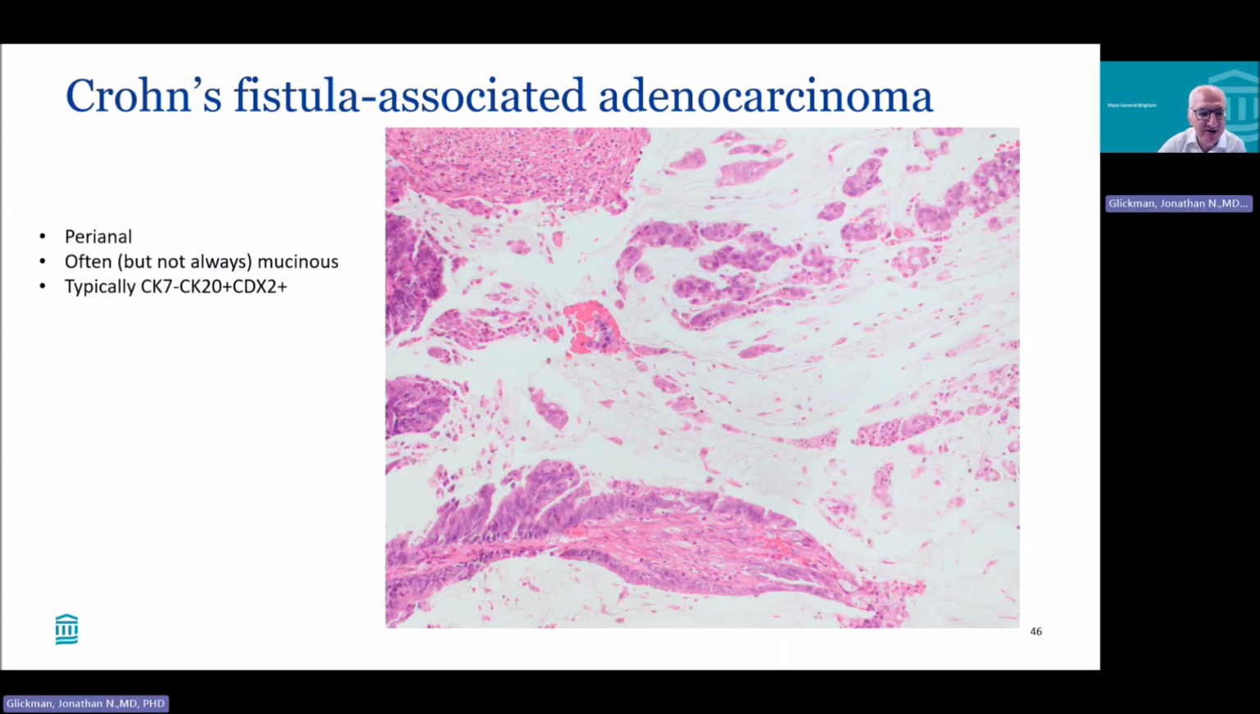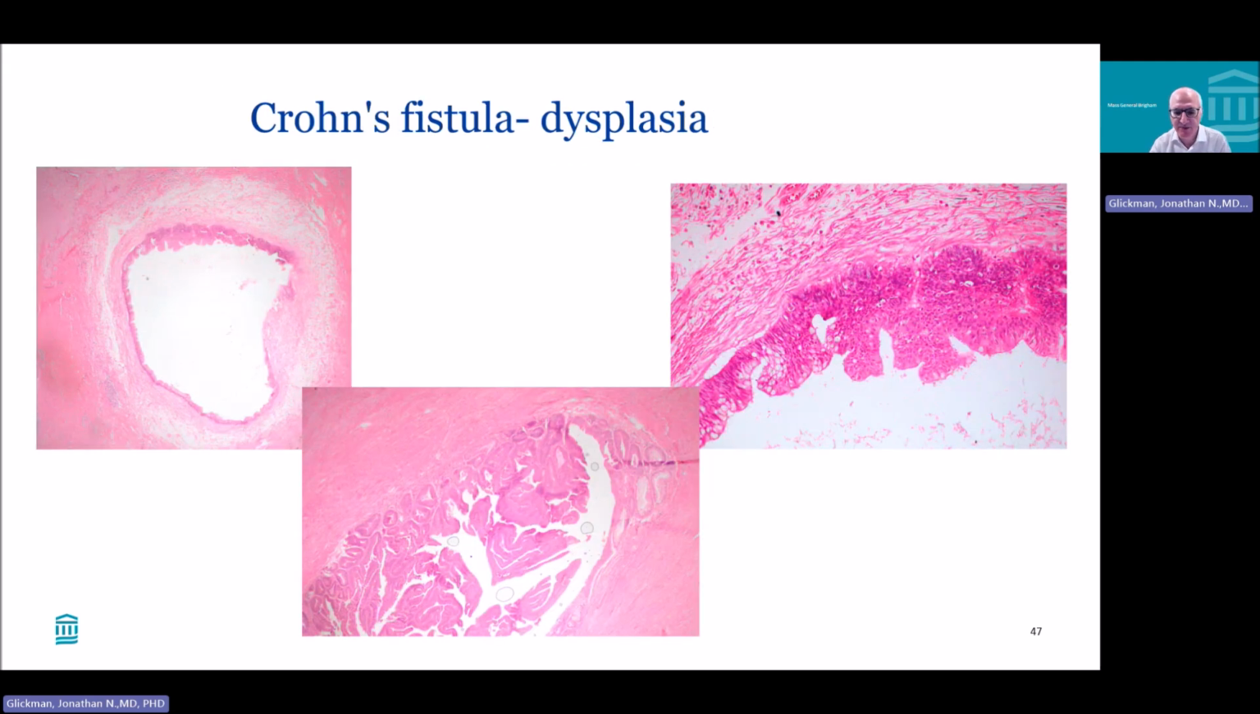Moving on to adenocarcinomas, this is an example of a mucinous adenocarcinoma that arose in a patient with Crohn's disease who had a fistula in the perianal region. So these are, again, often but not always mucinous. Typically they will show an intestinal phenotype, keratin 20 and CDX2 positive. They often may be associated with a precursor lesion within the fistula.